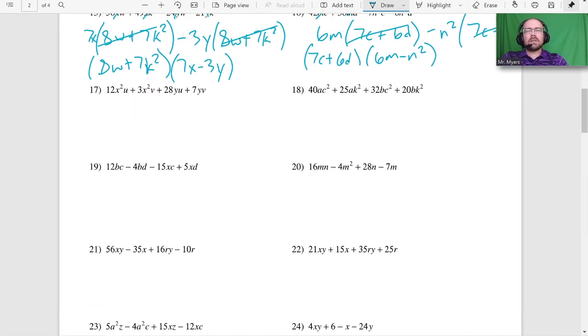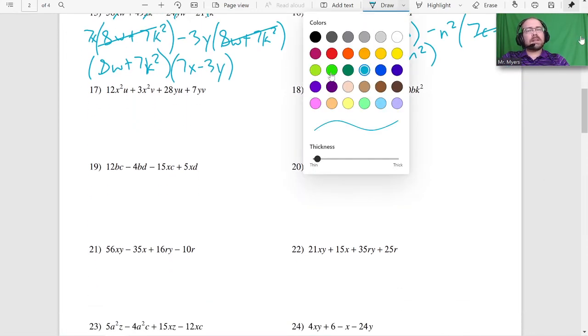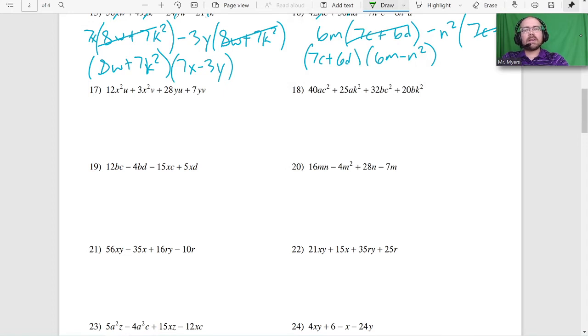Tally-ho! All right, let's see. I'm going to use tertiary colors now, like different shades of green and blue and stuff. All right, 3x squared, 4, 12 over 3. X squareds are canceling here. 4u plus v.